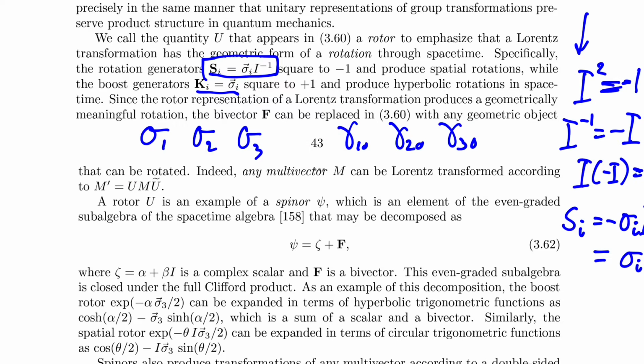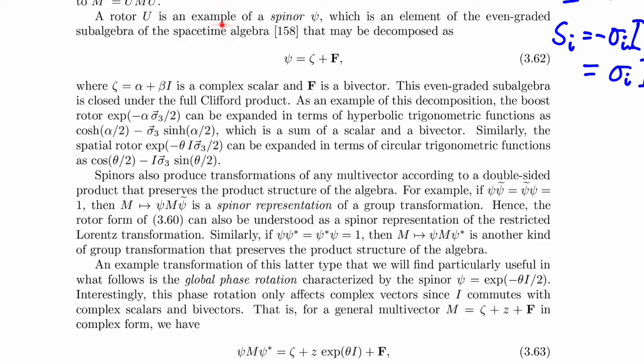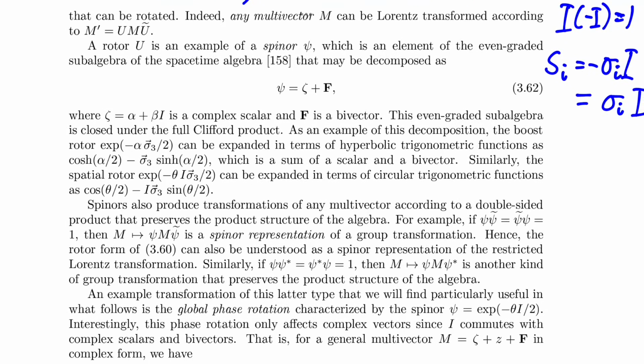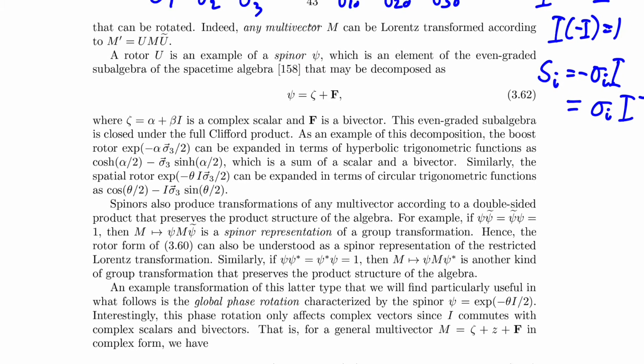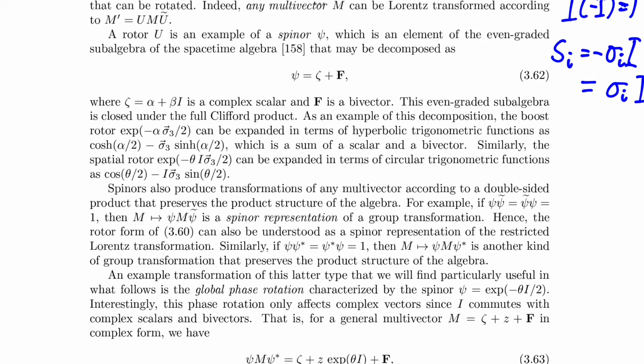But we did do that, and we did prove that before in a previous lesson. The rotor U is an example of a spinor psi, which is an element of the even-graded subalgebra of the spacetime algebra that may be decomposed as psi equals zeta plus f, where zeta is a complex scalar and f is a bivector. Okay, so this is where we start getting a little heavy, right? A rotor is an example of a spinor psi, right?